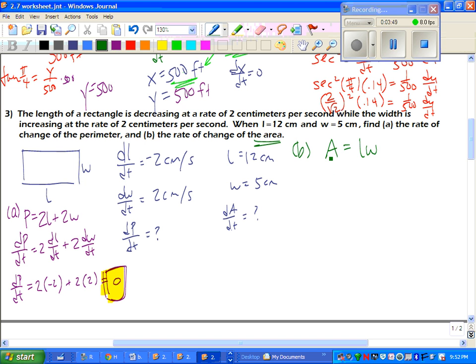So here we just go ahead and take the derivative of both sides. We get dA dt equals, here we have to use product rule. Derivative of the first one would be dL dt times the regular second function, plus regular first function times the derivative of the second one, so dW dt.